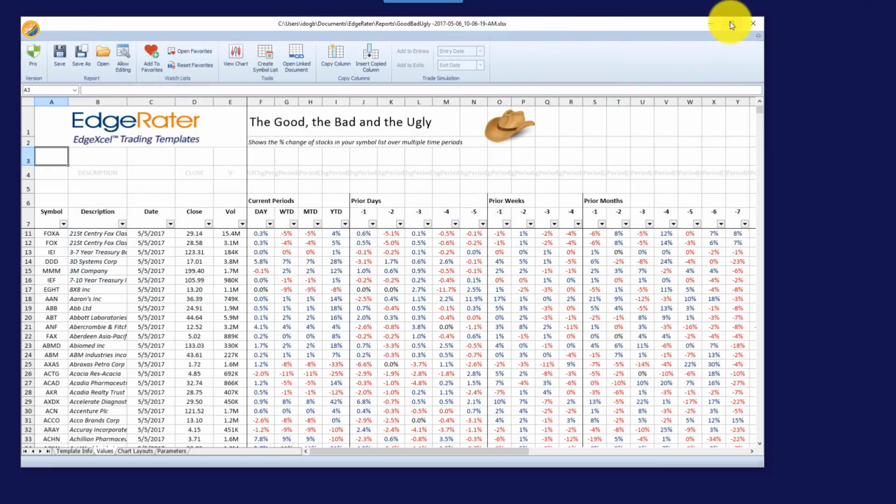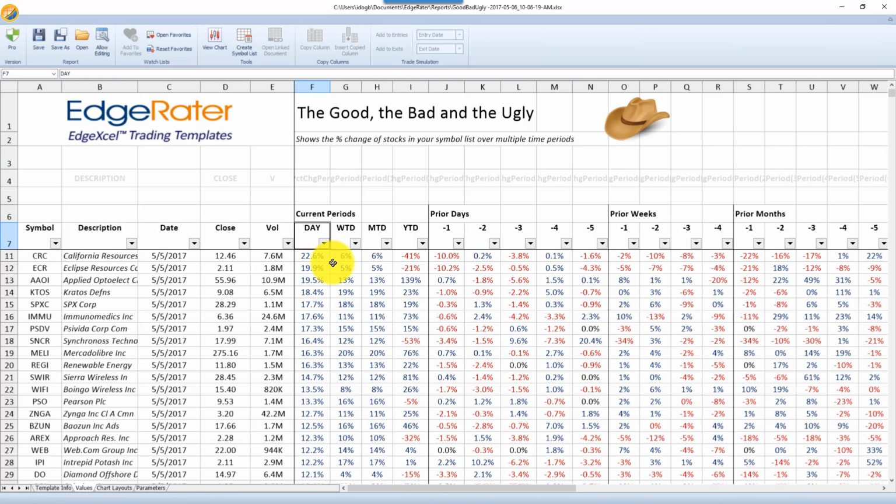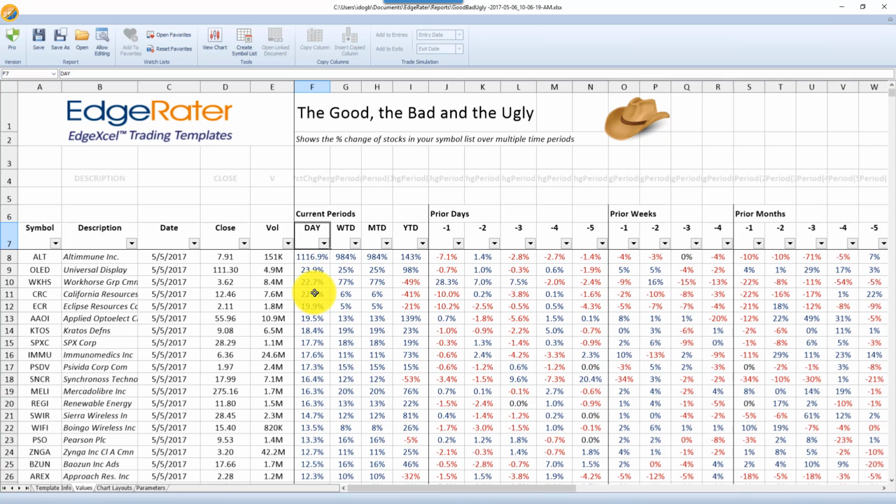And so let's just take a look quickly at what's been happening for the past day and week. So current periods, day. Let's sort by day. So this is Friday, obviously. The last day of trading was Friday. So we can see that CRC, number 1, ECR, AAOI. If you were trading at all on Friday, these would have been popping up on your lists in Thinkorswim, I'm sure. They've probably looked familiar to you. So we can take a look at some of the charts here.